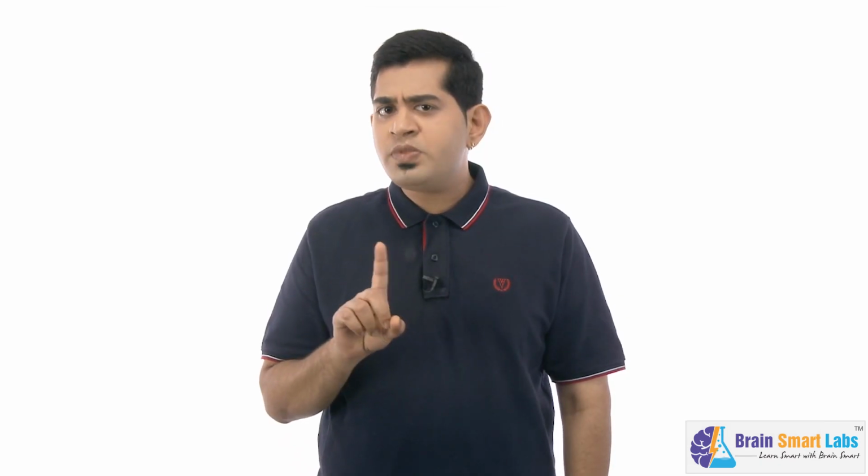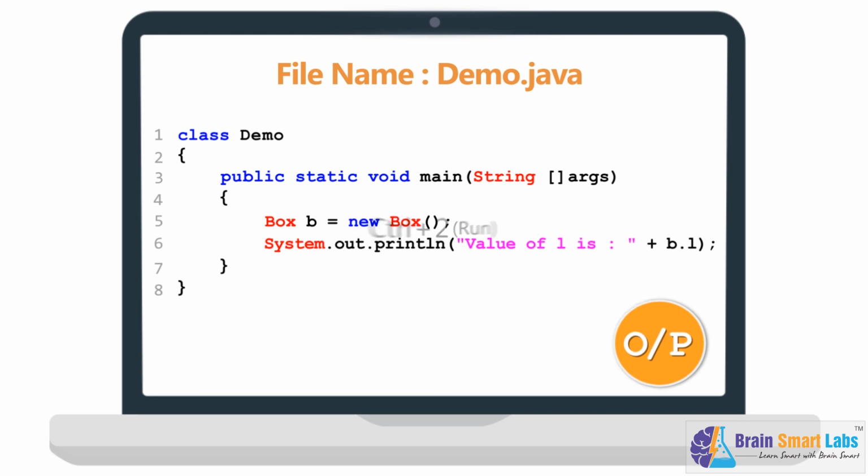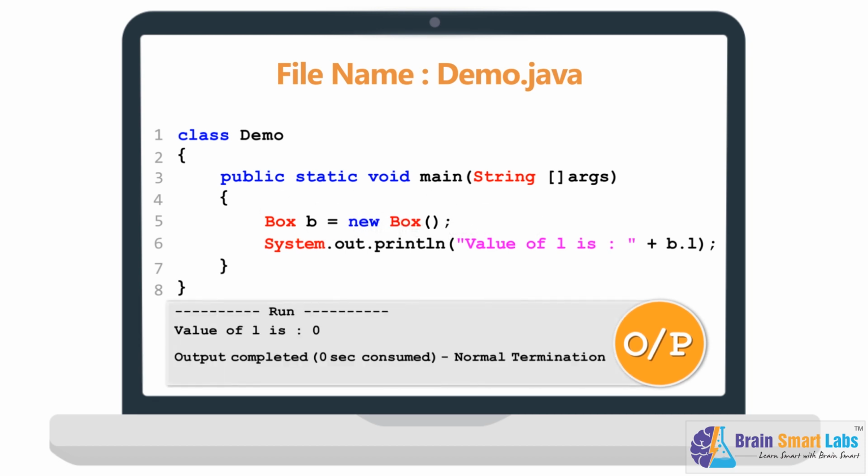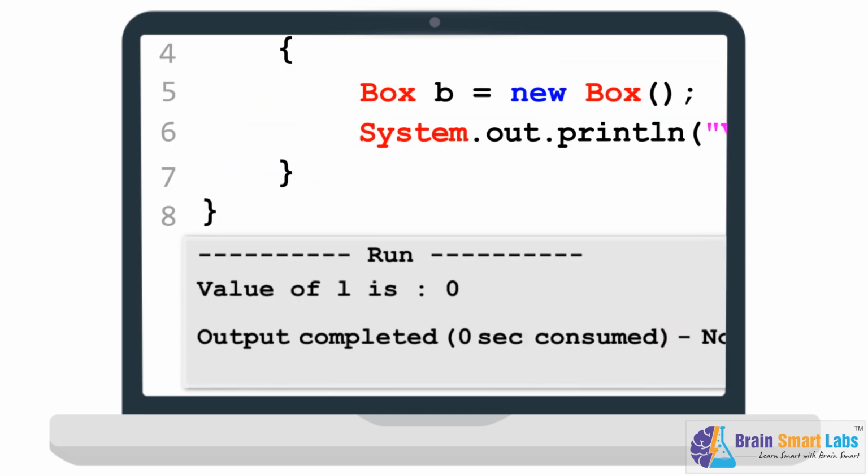Now don't just stop there. Run the code to know what is the output. Okay. Dude, answer is coming 0. See, value of L is 0.